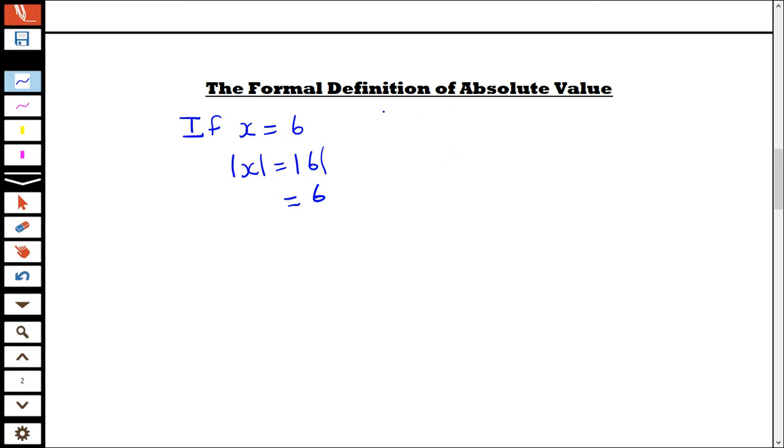Okay. Now, what happens if x equals -6? Well, absolute value of x equals absolute value of -6, which obviously also equals 6. Okay, now, what can we conclude about that? Let's have a look.